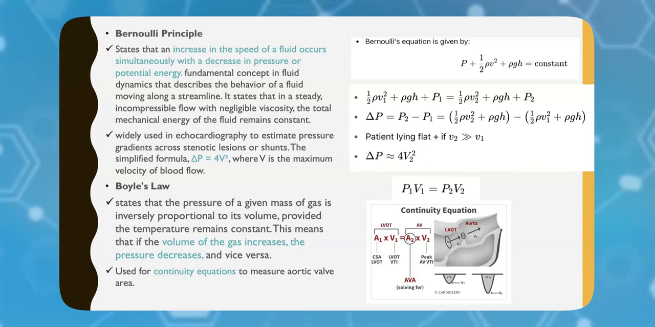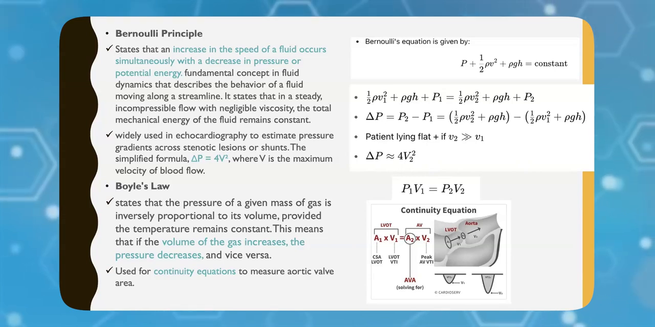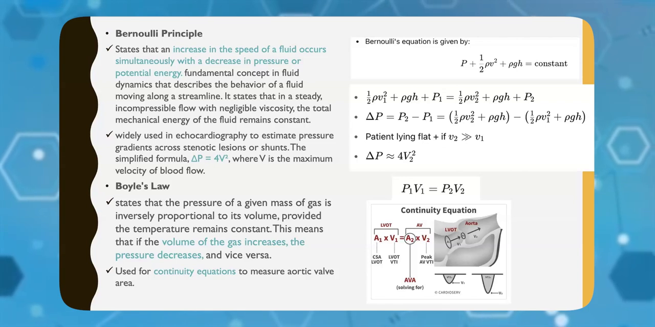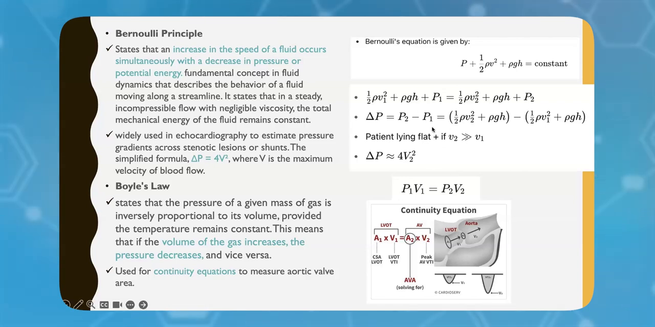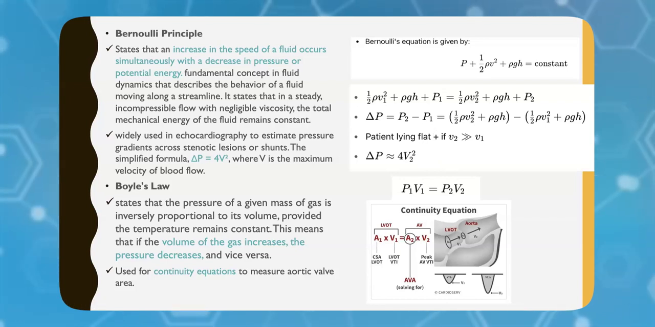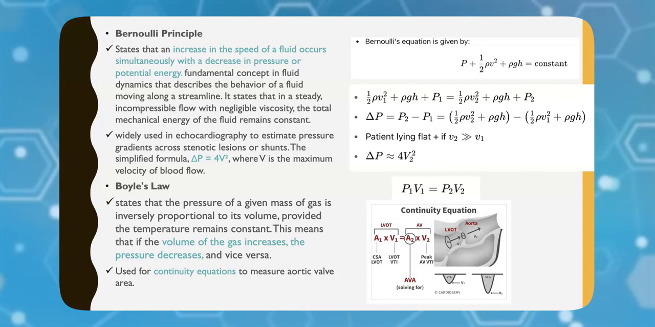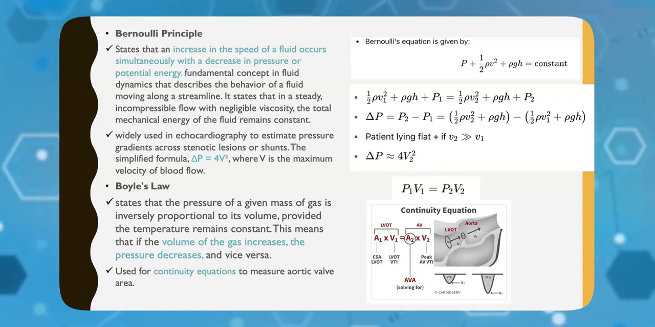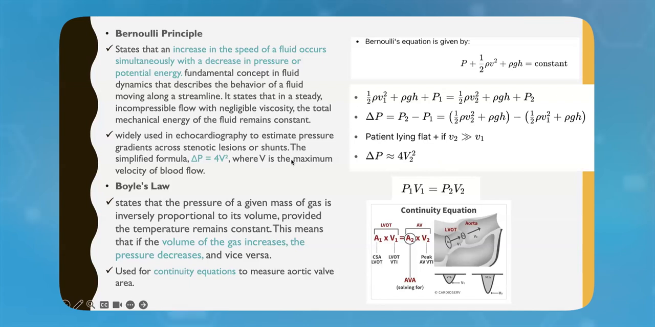V is the velocity at which the fluid is traversing an orifice or a canal. This is very important, especially for echo estimation of pressure differences between two chambers or pressure differences across any abnormal orifice like ASD, VSD, PDA. Okay. Now coming to the next law, that is Boyle's law.